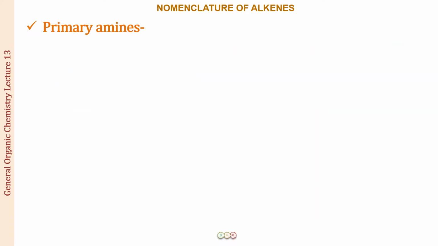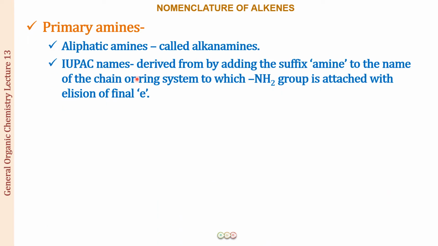So the primary amines are the compounds where we remove one hydrogen atom from the ammonia, replacing it by the alkyl group. When we talk about the aliphatic amines, that means the compounds with no cyclic compounds, no aromatic compounds, these will be called the alkanamines. The IUPAC names are derived by adding the suffix amine to the name of the chain or the ring system to which the NH2 group is attached, with the elision of the final E.